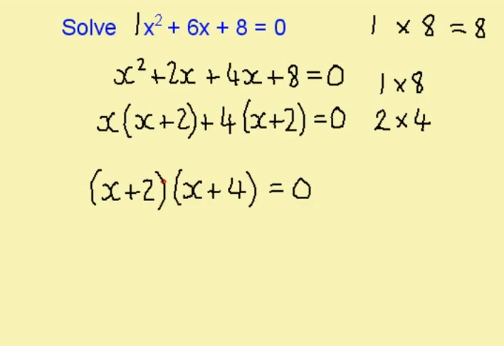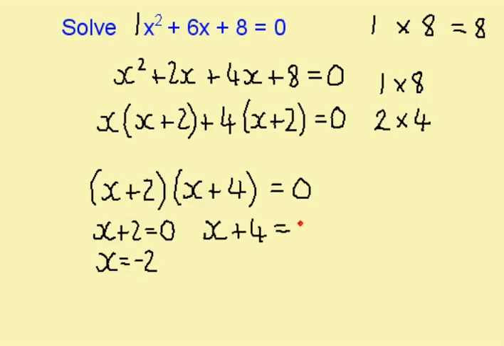To solve the equation, I know that these 2 numbers multiply to give me 0. This means the 1 has to be 0. If x plus 2 equals 0, then x would be minus 2. And if x plus 4 equals 0, x would be minus 4. These are my 2 solutions to my equation.